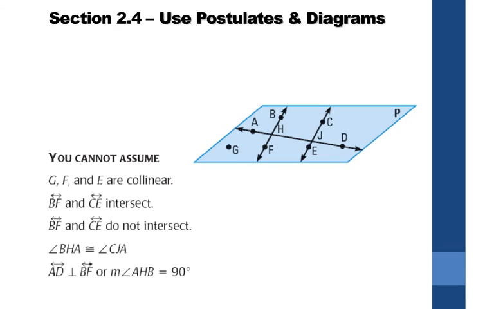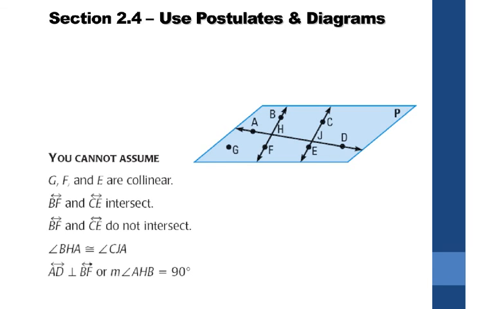Okay, it says G, F, and E are collinear. Well, we have points G, F, and E, and we cannot assume that these 3 points are collinear, even though they may look like they're collinear. What needs to be shown is that a straight line is drawn through them, and then you can assume it's collinear. But as of the drawing, without the line through those 3 points, you cannot assume that they're collinear.